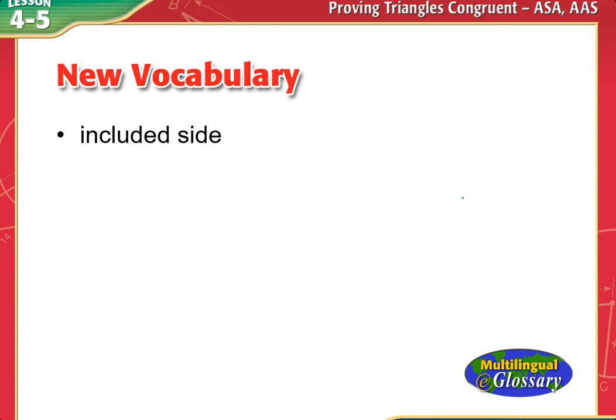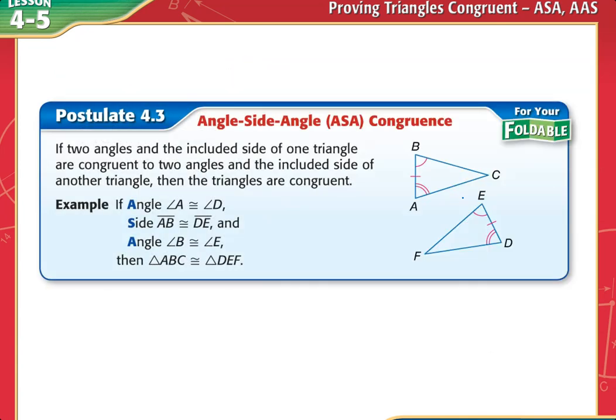Hi, geometry students. Here we're in section 4-5, and we're going to be proving triangles congruent using ASA, which is angle side angle, or AAS, which is angle angle side. New vocabulary in this section is included side, and the first postulate here is called angle side angle. An included side is the side that's in between two angles.